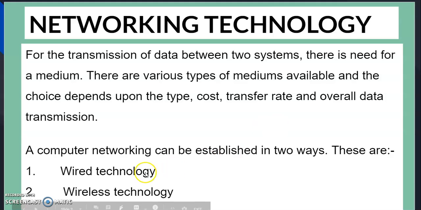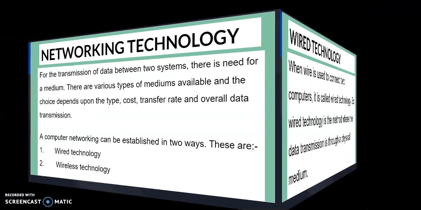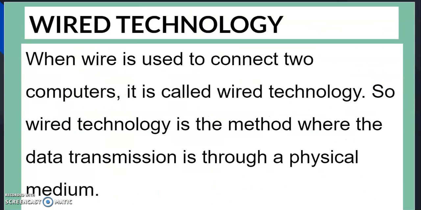So basically what I've said is there are two networking technologies. We have the wired technology and wireless technology. However, we'll be considering the wired technology in today's class. So wired technology is when you use wire to connect computers. Very simple. In wired technology, there is actually a physical medium through which data is transferred. So you can have a wire, something you can actually touch. That is wired technology. Okay?